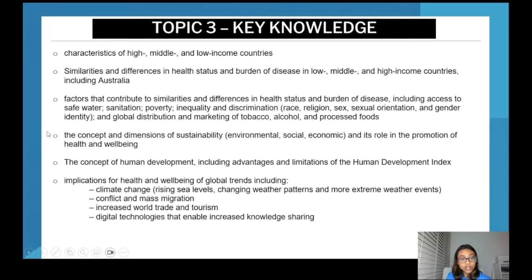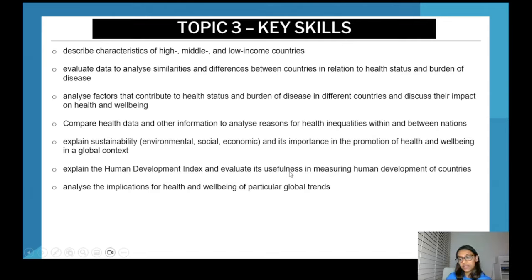And then the concept and dimensions of sustainability. So the three dimensions: environmental, social, and economic, and the role in the promotion of health and well-being. Human development is also one for sustainability that they like to ask about. And then the advantages and disadvantages, so the limitations. It's better to say limitations, in terms of advantages versus limitations of the Human Development Index, because it's not a perfect tool when you're assessing the human development levels of a country, or of a group within a country. So the concept of human development and all the different elements of that, and then the advantages and limitations of the HDR. And then global trends was down the bottom as well.